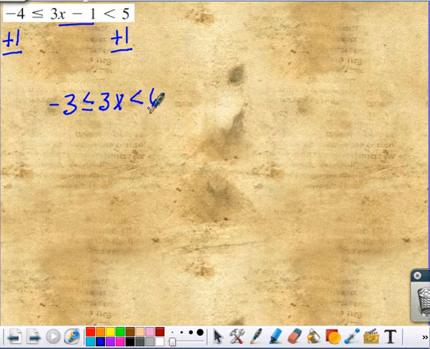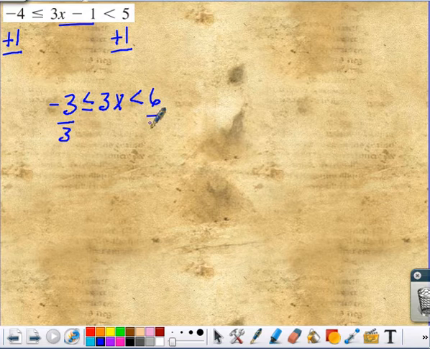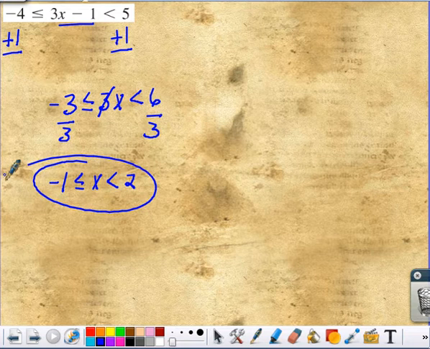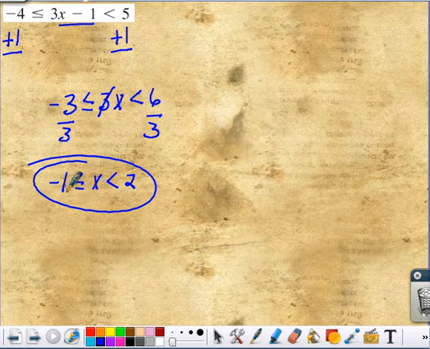You see where I'm going with this. To get rid of the 3 that's on the x, divide by 3. Divide everything by 3. Divide that by 3, it's gone. Gives you negative 1 is less than or equal to x is less than 2. Isolate the x in the middle by adding 1 to everything. Divide 3 into everything.